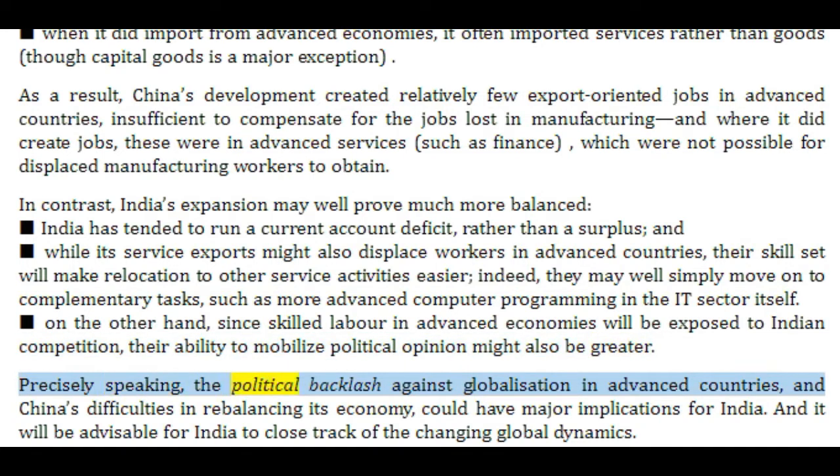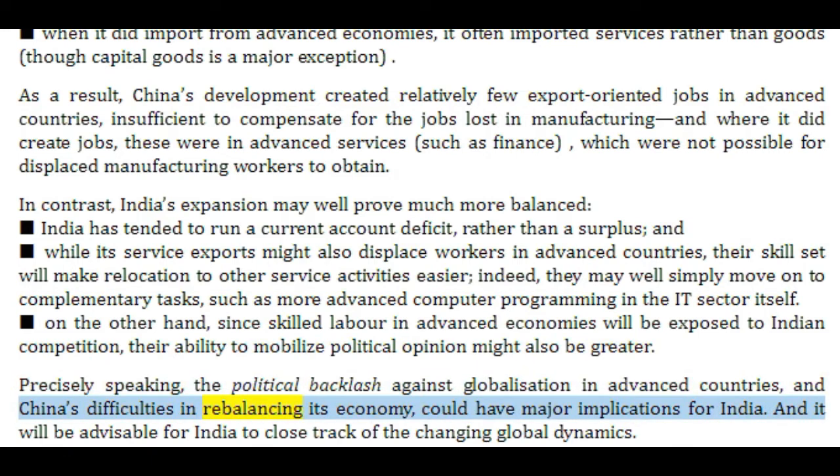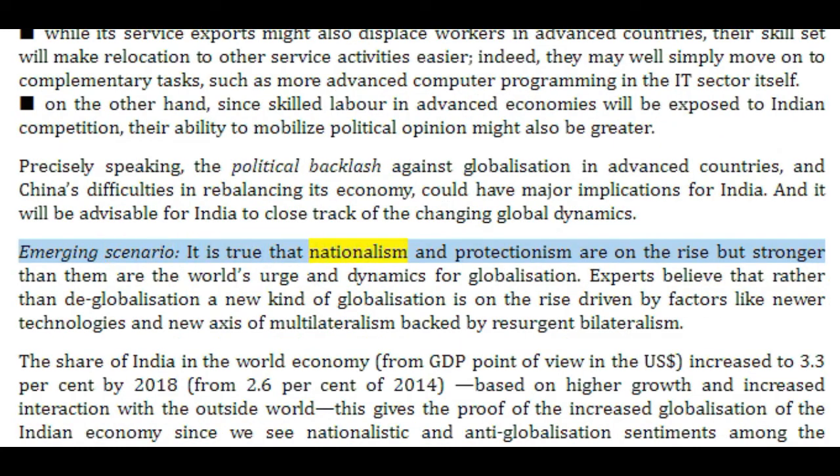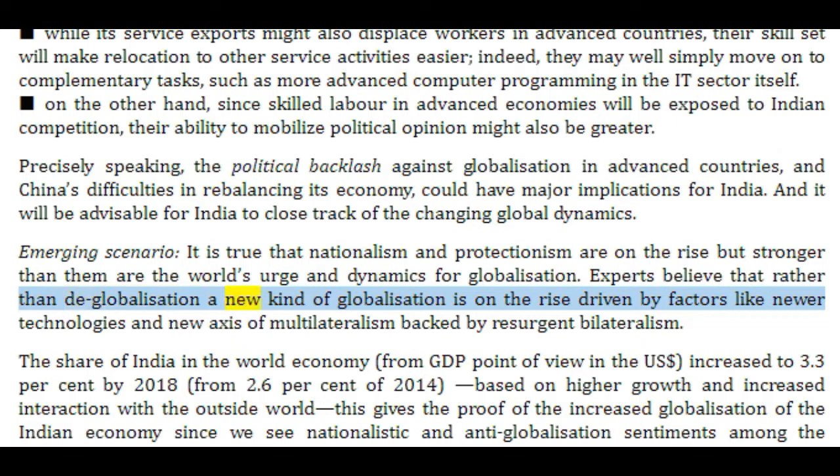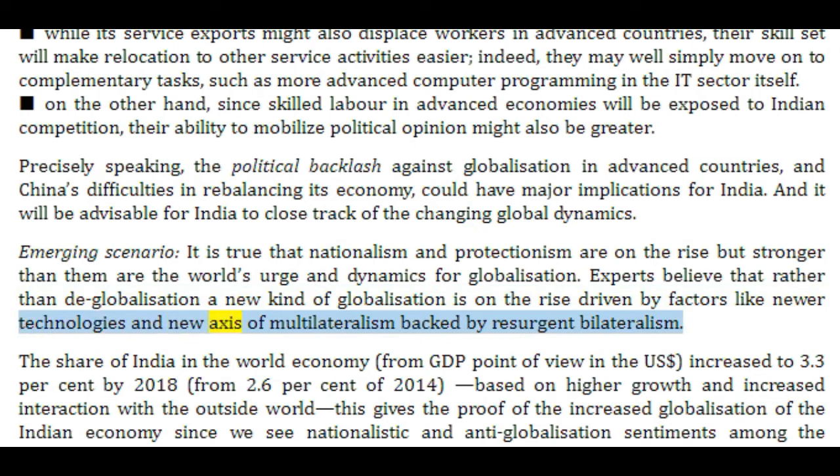Precisely speaking, the political backlash against globalization in advanced countries and China's difficulties in rebalancing its economy could have major implications for India. And it will be advisable for India to keep close track of the changing global dynamics. Emerging scenario: it is true that nationalism and protectionism are on the rise, but stronger than them are the world's urge and dynamics for globalization. Experts believe that rather than deglobalization, a new kind of globalization is on the rise, driven by factors like newer technologies and new axis of multilateralism backed by resurgent bilateralism.